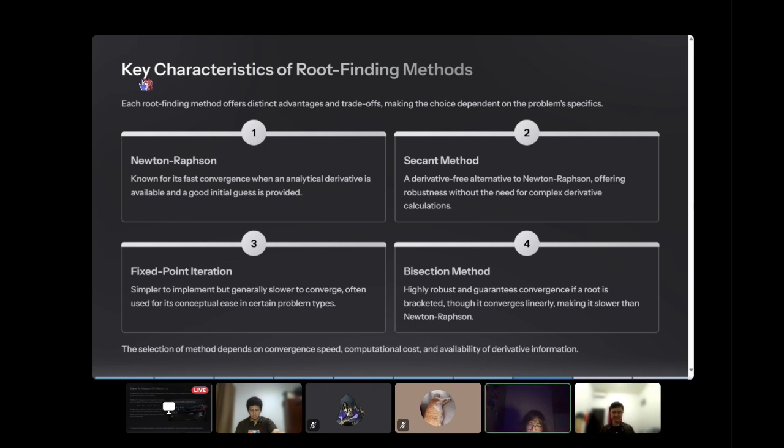Three, fixed-point iteration. It's simpler to implement but generally slower to converge, often used for its conceptual ease in certain problem types. Four, bisection method. Highly robust and guarantees convergence if a root is bracketed, though it converges linearly, making it slower than Newton-Raphson. The selection of method depends on convergence speed, computational cost, and availability of derivative information.